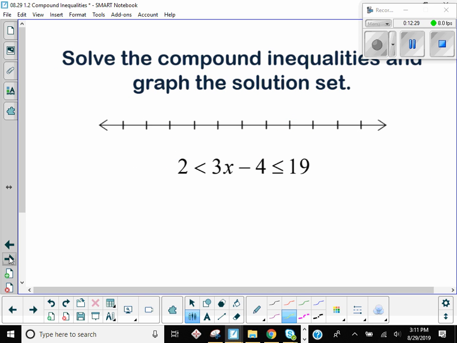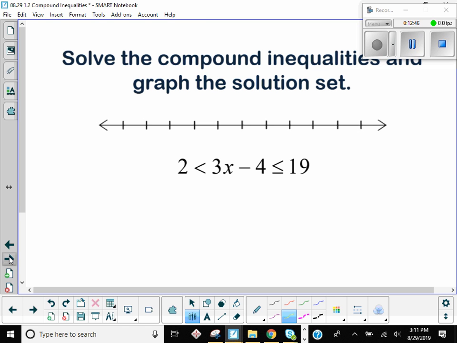And let's kind of back up a little bit. Let's say this 2 wasn't even here, and I said, solve that inequality. What would you do? How would you start? Add 4, divide by 3, right? That's exactly what you're going to do here. You just have an additional side.